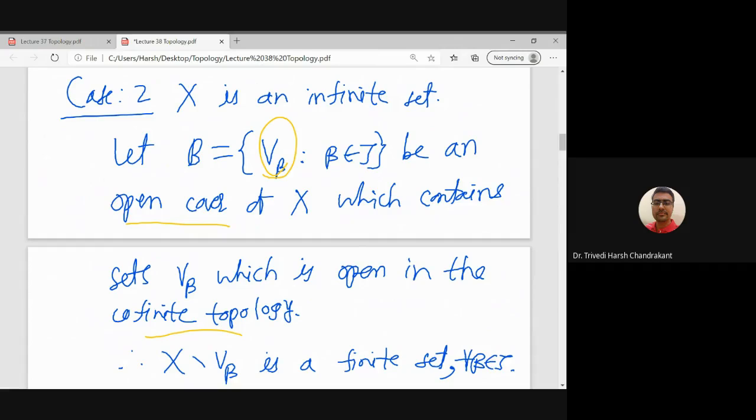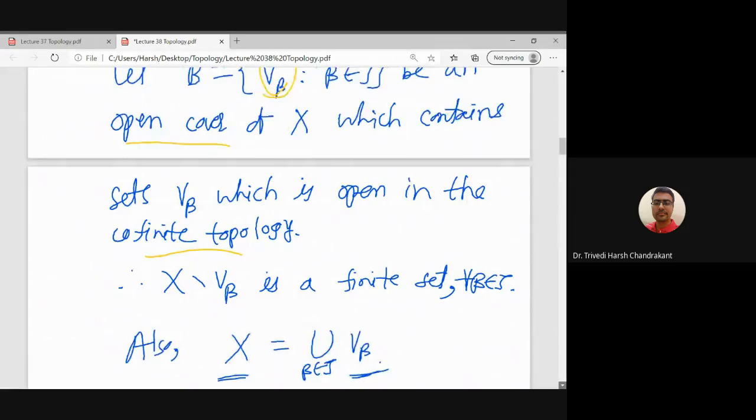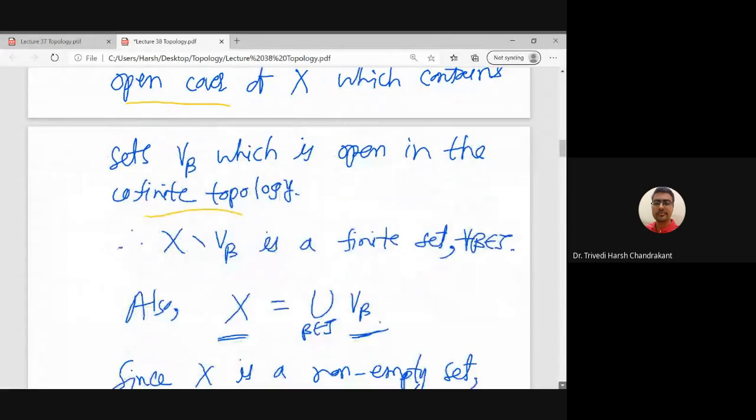Right? So what it gives is that we will have at least one V beta such that X minus V beta is not X, right? An open subset of X means either the complement is a finite set or it is the whole of X. If it is the whole of X, that means V beta is the null set, because X minus V beta is X.